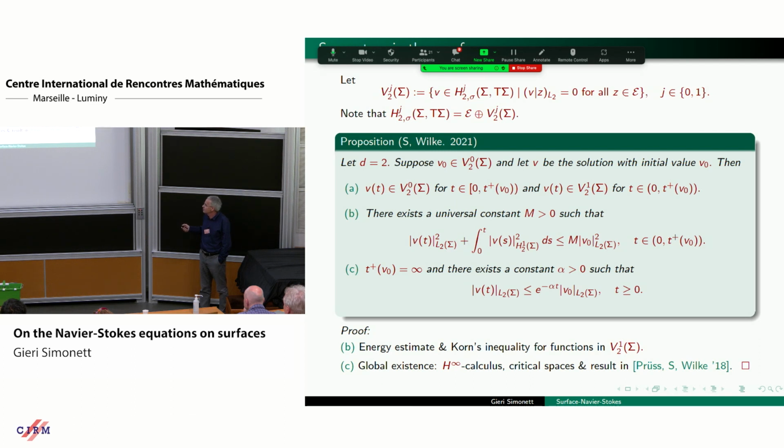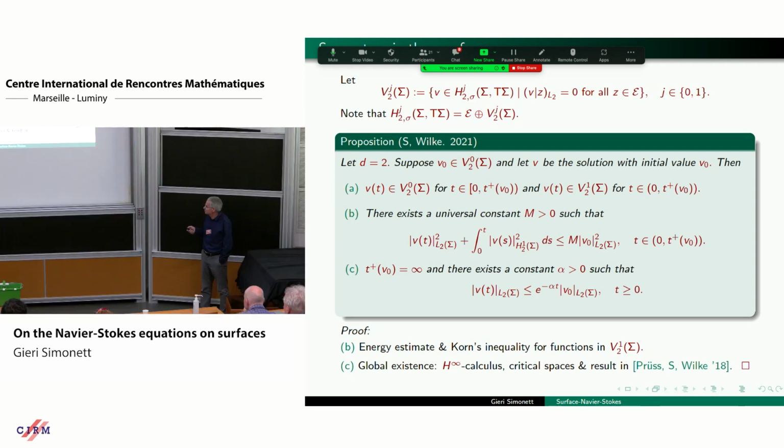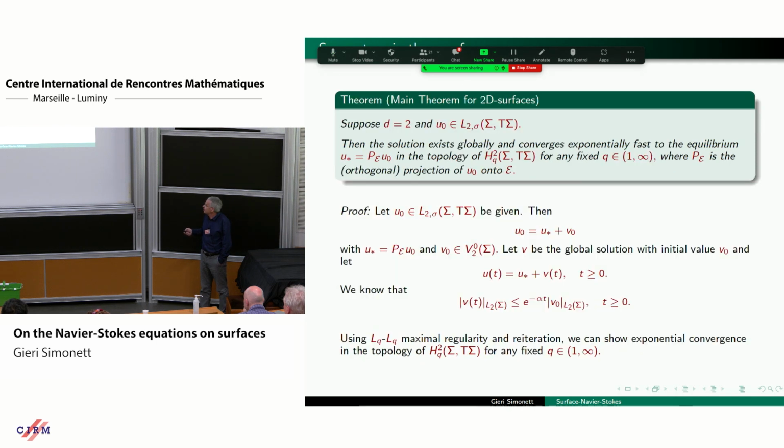And you can show a little bit more. This comes out from the same principles. So you see in an L2 topology, you have exponential decay. And then you can do better by going back and doing bootstrapping and parabolic regularization. And maybe I'll just show you.